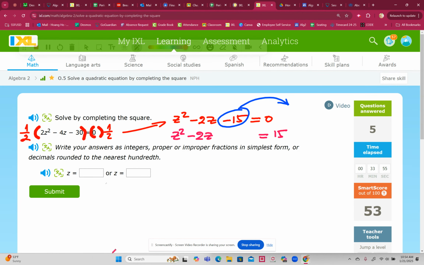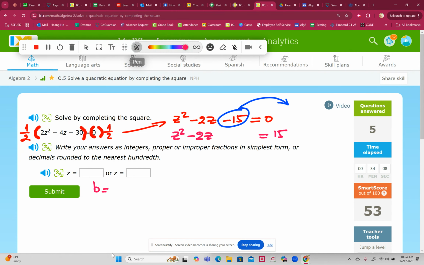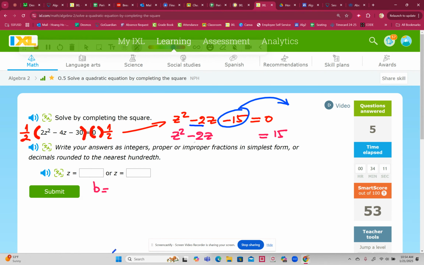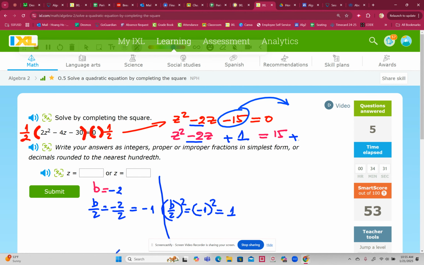So now you identify the b. What's the b value, Sophie? Incorrect. Negative 2. Negative 2 is right here. You see that? Negative 2. b over 2 is negative 2 over 2, which is negative 1. Alright? And then b over 2 squared, which is negative 1 squared, becomes positive 1. So now you add 1 on both sides.